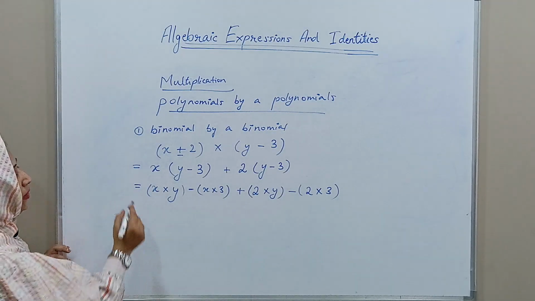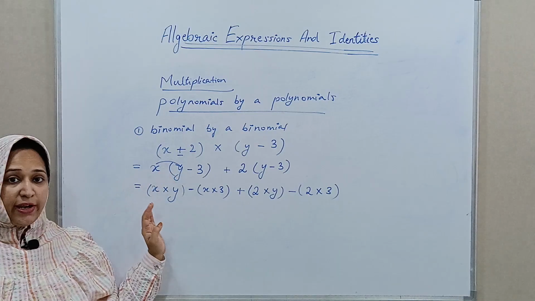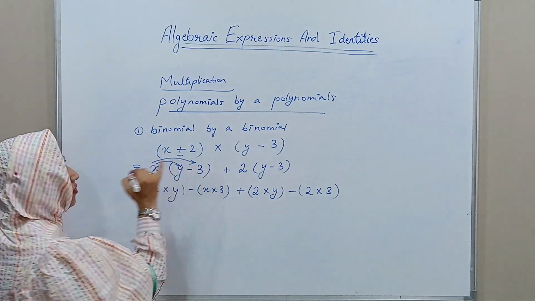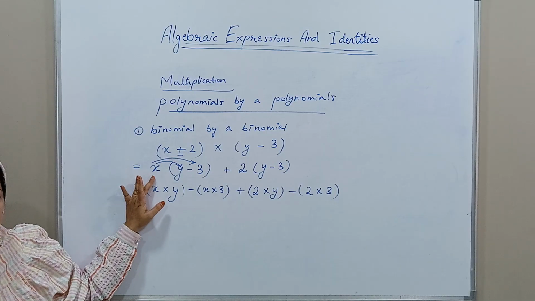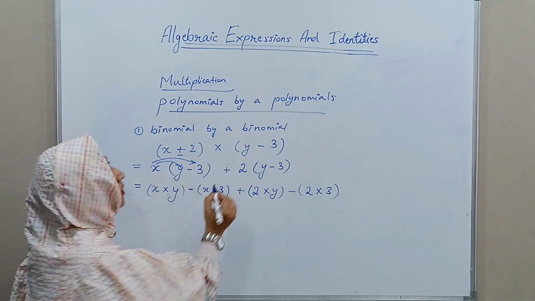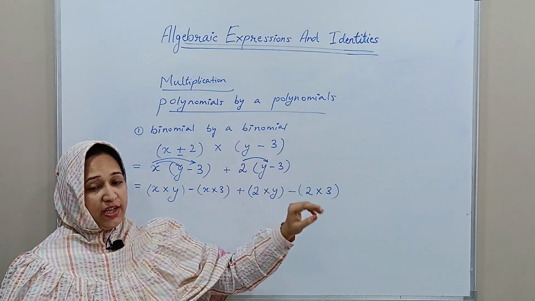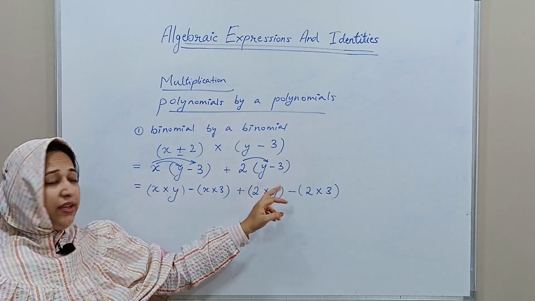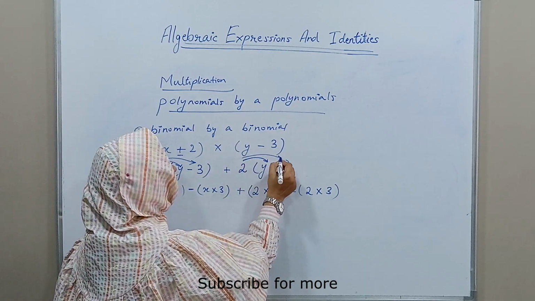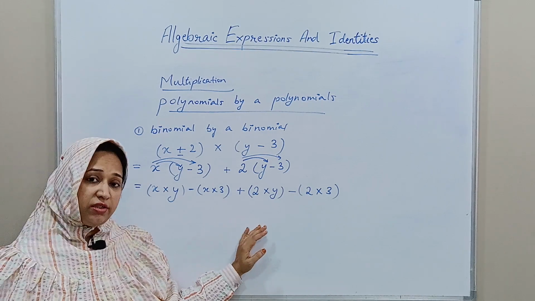Now what we did, we first multiplied x with y, that is the first term of the first binomial with the first term of the second binomial. Then we multiplied x with minus 3, that is multiplying the first term of the first binomial with the second term of the second binomial. Then we multiplied the second term of the first binomial with the first term of the second binomial, 2 into y. And then the second term of the first binomial with the second term of the second binomial. So basically what we have to do is multiply each term with each other term, right?